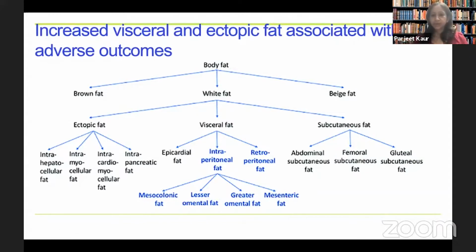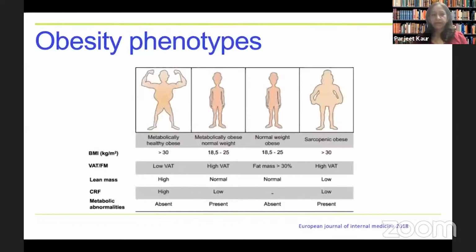Therefore, we need to understand this body composition as well, not just the overall BMI. And this slide again highlights the importance of understanding body composition, because there are four obesity phenotypes which we are easily going to miss if we just rely upon the BMI, especially if you look at the middle ones here.